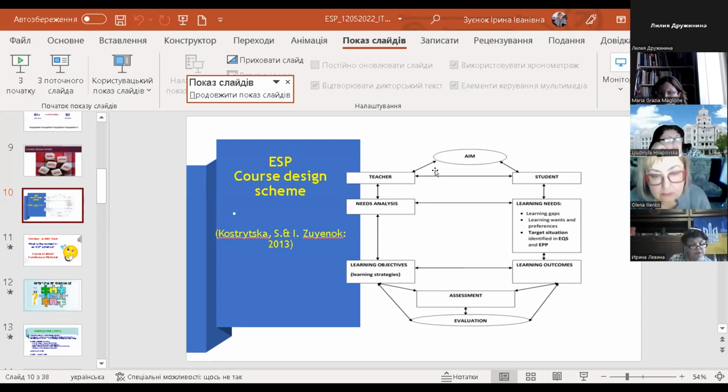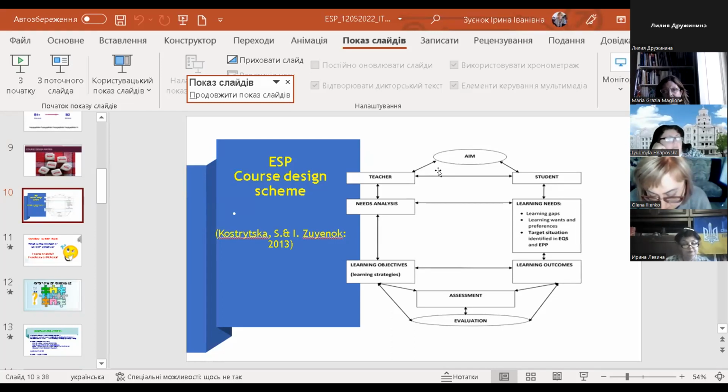During the course, you need to trace where your students are all the time. For example, at the beginning of the task and by the end of the task, at the beginning of the lesson and by the end of the lesson, at the beginning of the module and by the end of the module.